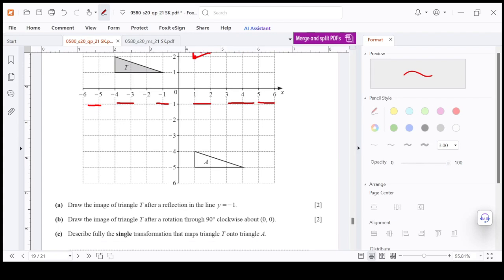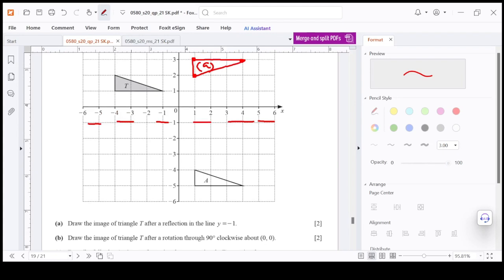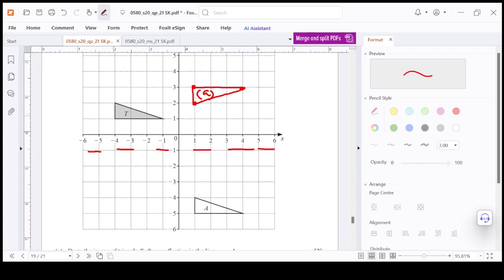Draw the image of T after rotation of 90 degrees clockwise about (0, 0). So T has to be rotated 90 degrees clockwise about (0, 0). 90 degrees clockwise means that it's coming in this direction. I would strongly recommend you do this with tracing paper. Learn how to do this with tracing paper.